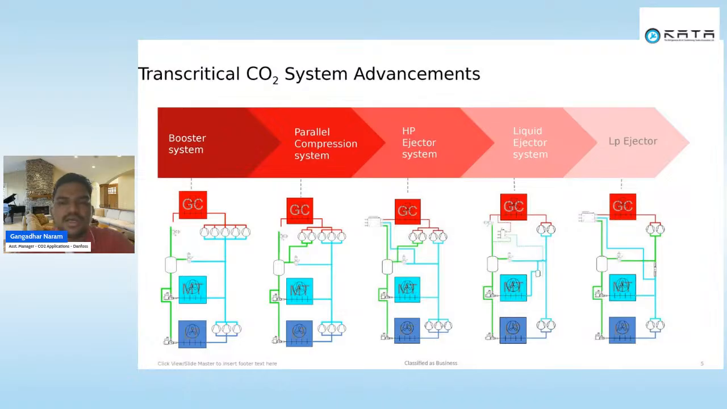So these are all the advances in CO2 technology, where you can use one parallel compressor, and where you can build in one ejector, or where you can build in 2 or 3 ejectors in the system, enhancing the efficiency of the CO2.